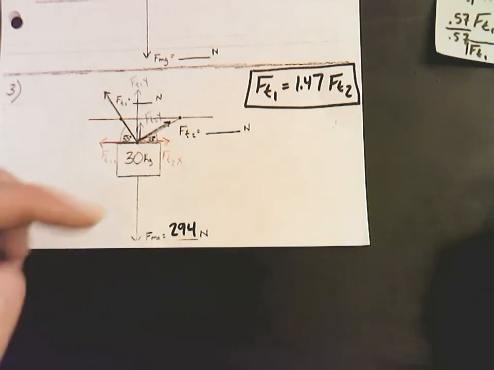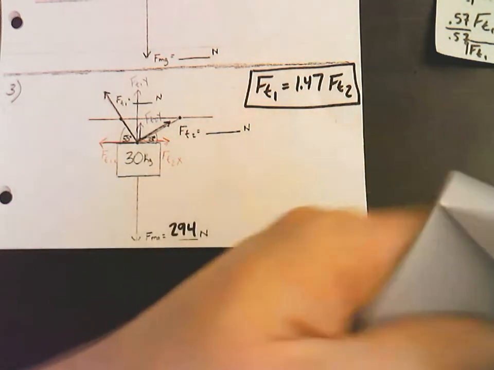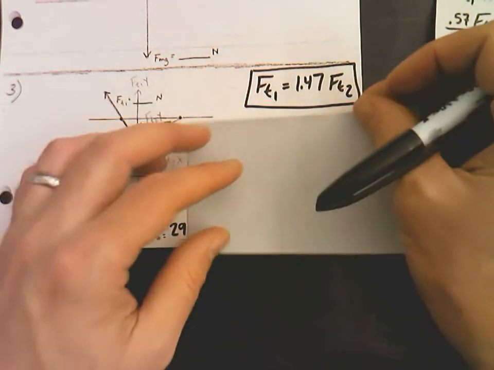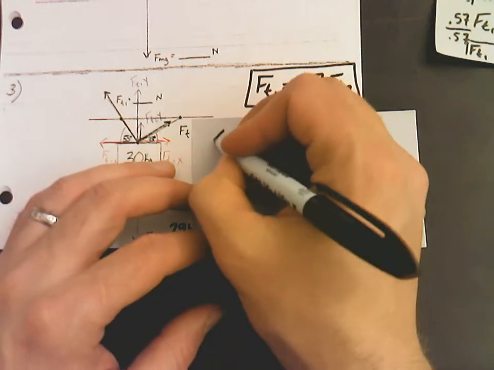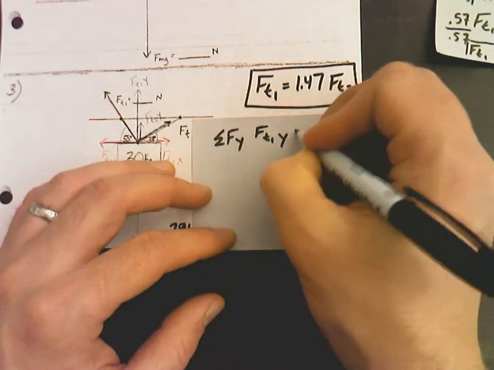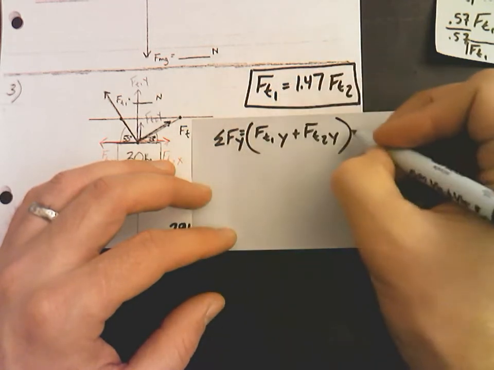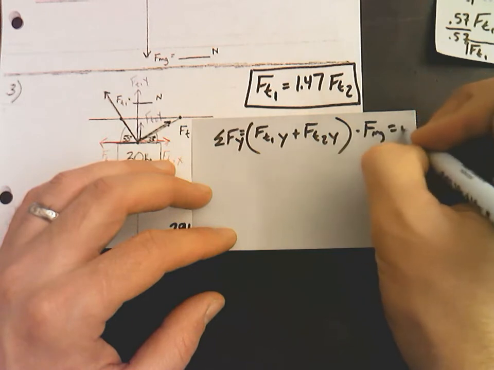Okay, so we got that done, and now we're ready to start working on the y summation. So that's the second part of this, the y summation. Sum of forces in the y. We've got FT1y plus FT2y, those two things added together, minus FMG equals 0.